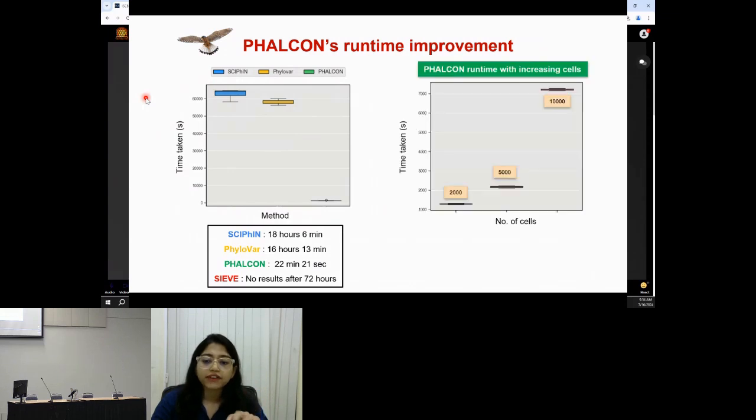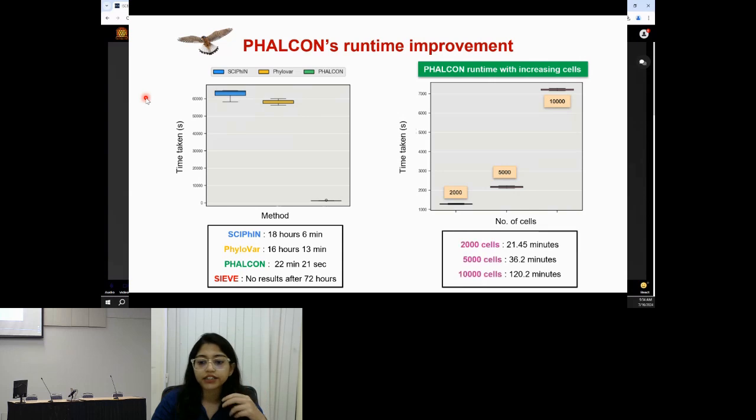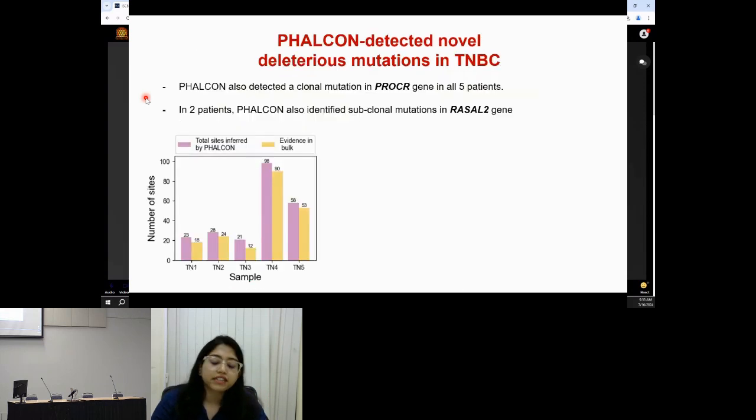We also wanted to test PHALCON's runtime with an increasing number of cells, and we took it till 10,000. And even on 10,000 cells, it was taking about 2 hours and not more than that. We also tested PHALCON on real-world datasets as well, 2 datasets.